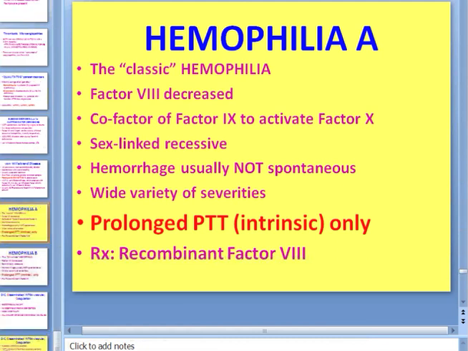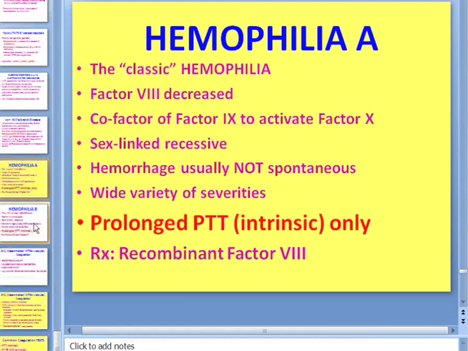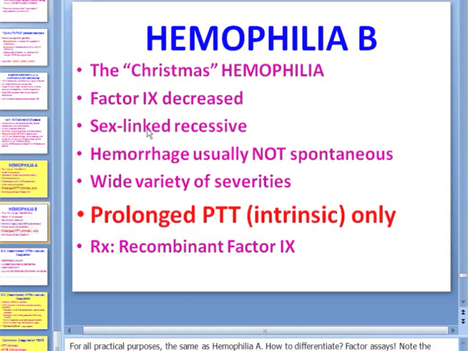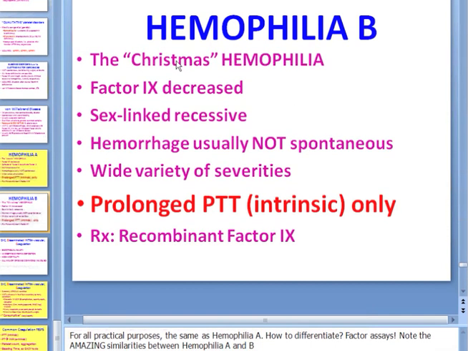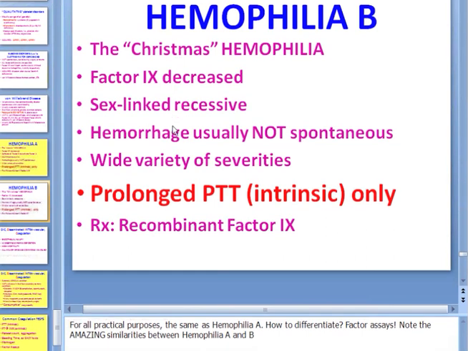And guess what? We're now going to go to hemophilia B, and it's going to look exactly the same. It's also sex-linked recessive, except in this case, it's a decrease of factor 9. It's also called Christmas hemophilia, not because it was discovered on Christmas Day, but because the first patient that was described was named Christmas. Hemorrhage is usually not spontaneous again. It's usually after a surgery. It's also a wide variety.